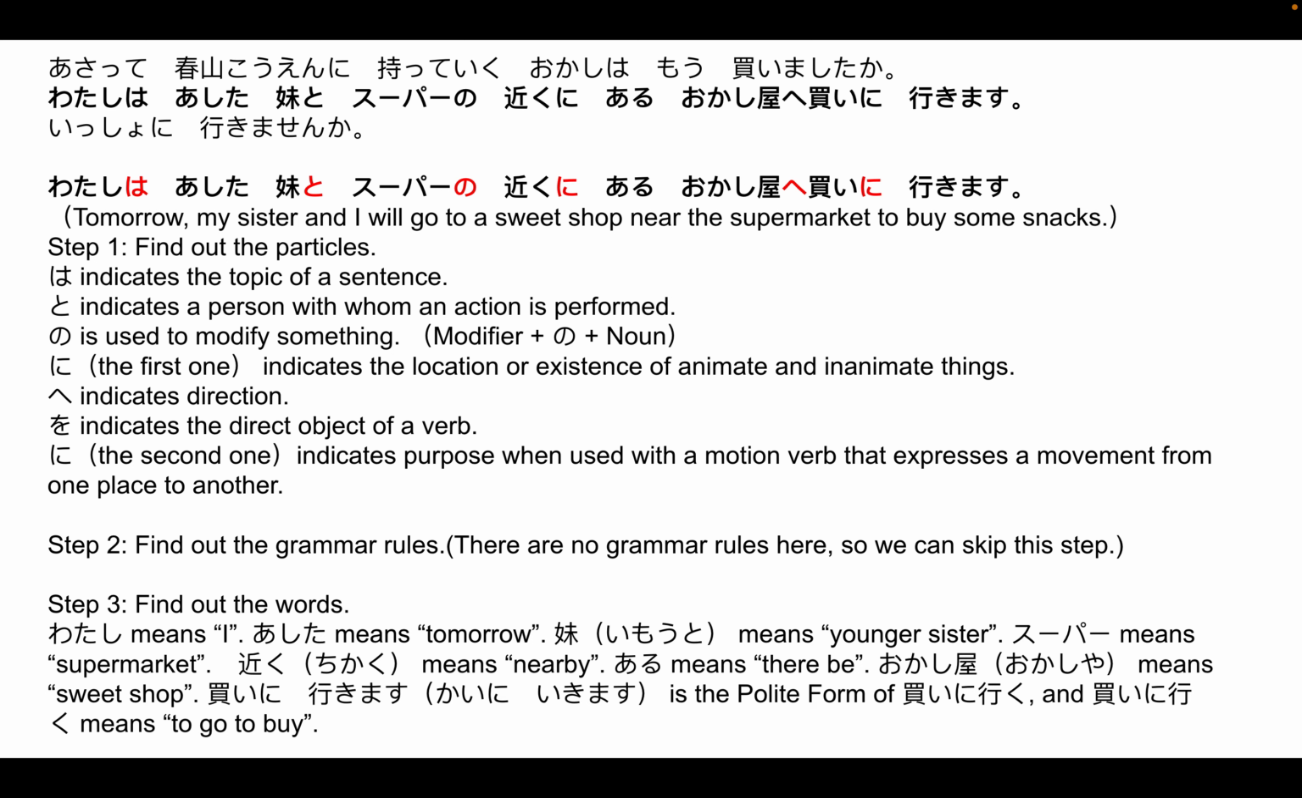Let's see step 3. Watashi means I. Ashita means tomorrow. Imoto means younger sister. Supa means supermarket. Chikaku means nearby. Aru means there is. Okashiya means sweet shop. Kai ni ikimasu is the masu form of kai ni iku, and kai ni iku means to go to buy. So, 私は明日妹とスーパーの近くにあるお菓子屋へ買いに行きます means tomorrow my sister and I will go to a sweet shop near the supermarket to buy some snacks.